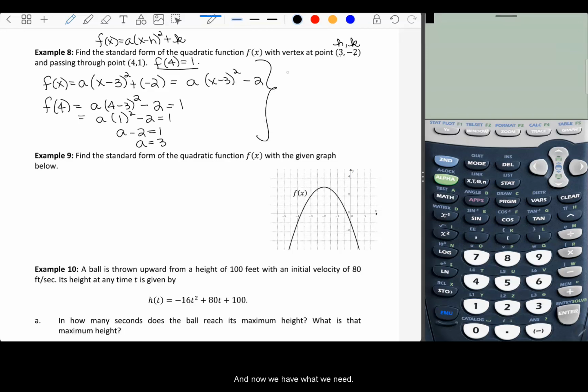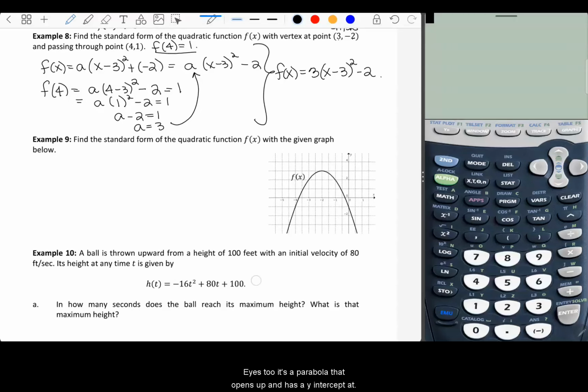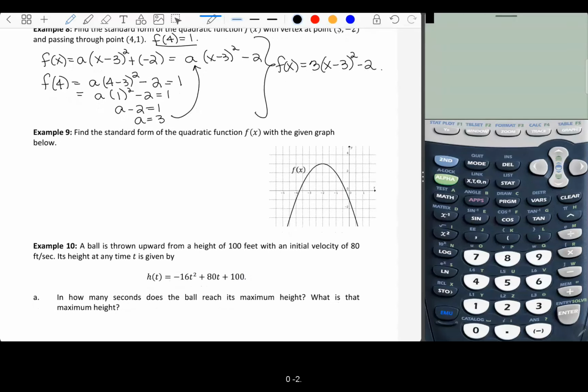And now we have what we need. So our standard form, we're going to put that 3 in for a. f of x equals 3 times the quantity x minus 3 squared minus 2. It's a parabola that opens up and has a y-intercept at (0, negative 2).